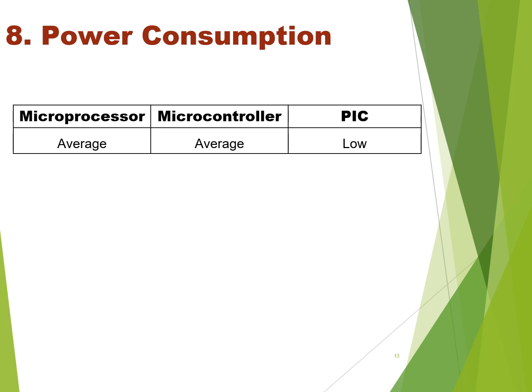Coming to the power consumption, the power consumption of the microprocessor is average, the microcontroller is also average, whereas your PIC microcontroller consumes very little power. That is what is given here as low power consumption.